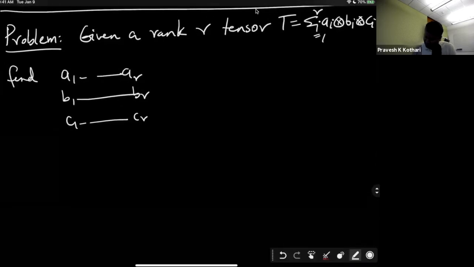Okay. So let's start our investigation into this problem, and we'll make it more and more formal and more concrete as we go on. Let's start by first going back to the case of matrices and identifying at least some special cases under which the decomposition is unique.